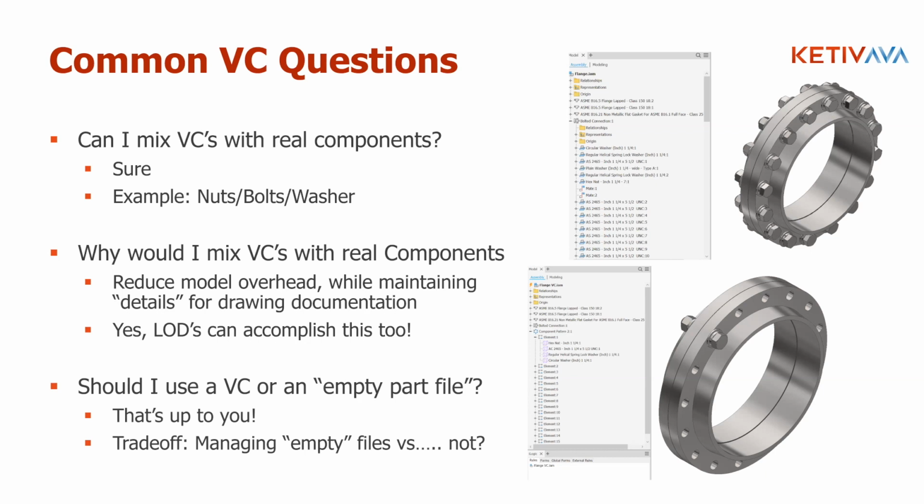Now, again, virtual components, the primary reason for them was for line items for things you would never model. The secondary reason was for line items for things that you want to reduce in your assembly in terms of memory management and graphics management. But in theory, an empty part file pretty much does the same thing. So what's the trade-offs there?